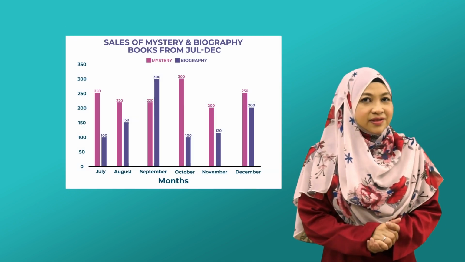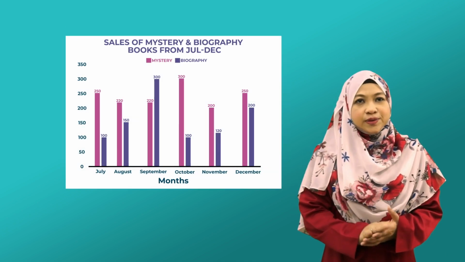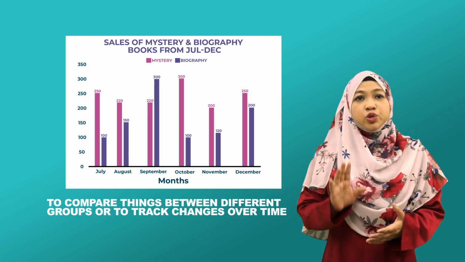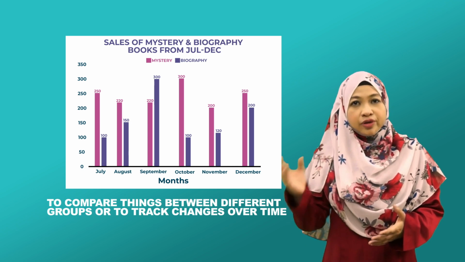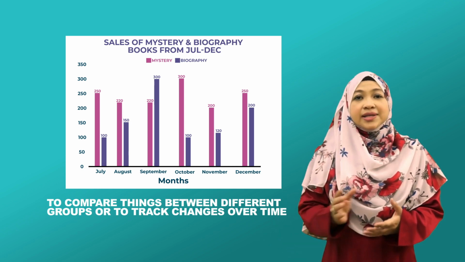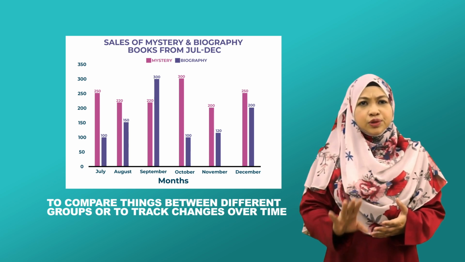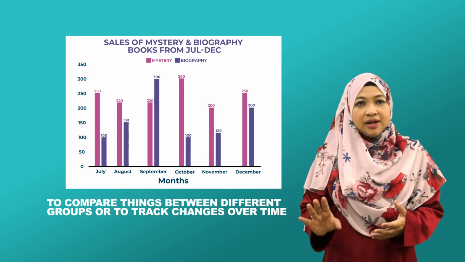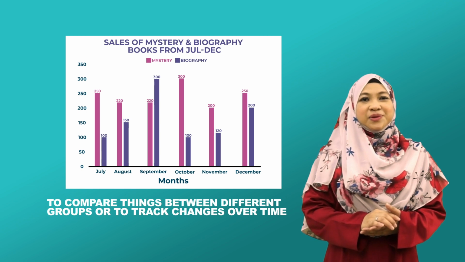What about bar graphs? Bar graphs are used to compare things between different groups or to track changes over time. As you see here, we have 2 different groups, which are mystery books and biography books.